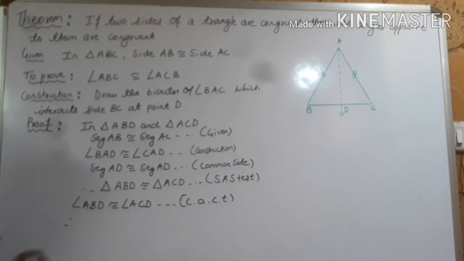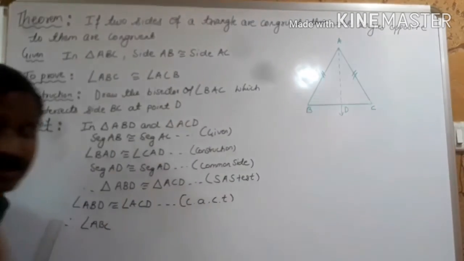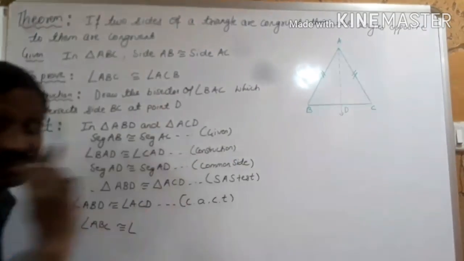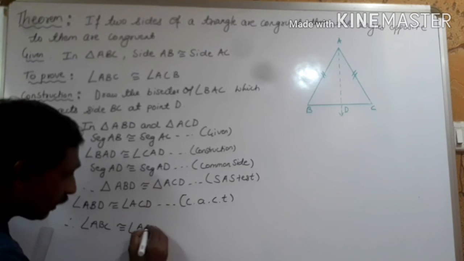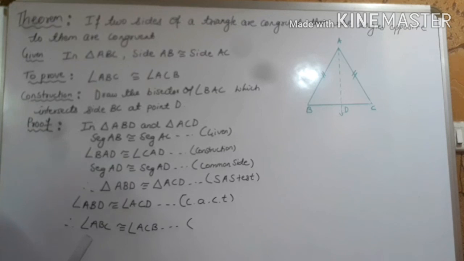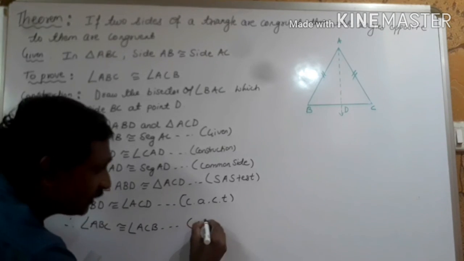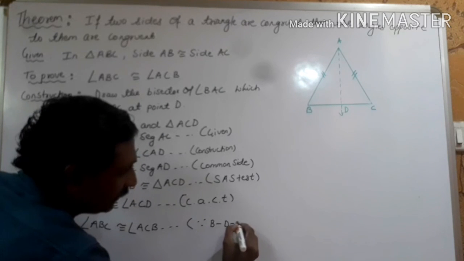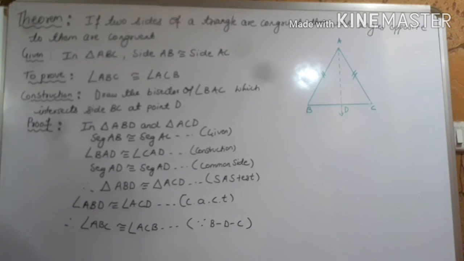Therefore, now see here. Therefore, angle ABC congruent to angle ACB. Why? See here, since B-D-C are collinear, we can write angle ABC congruent to angle ACB.